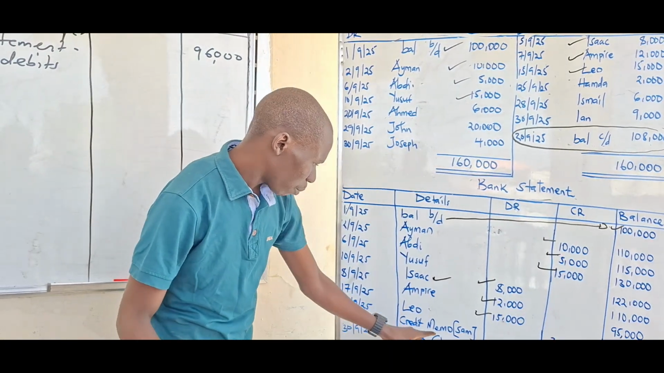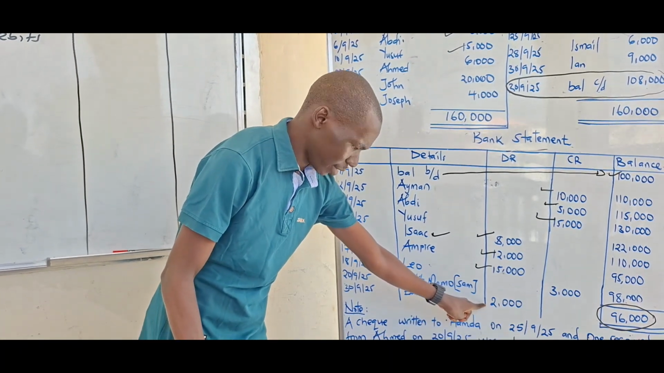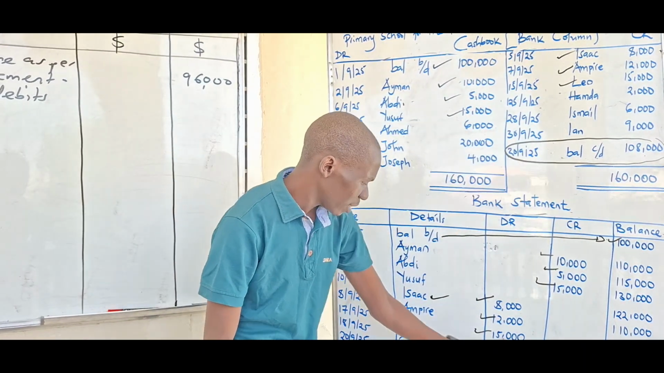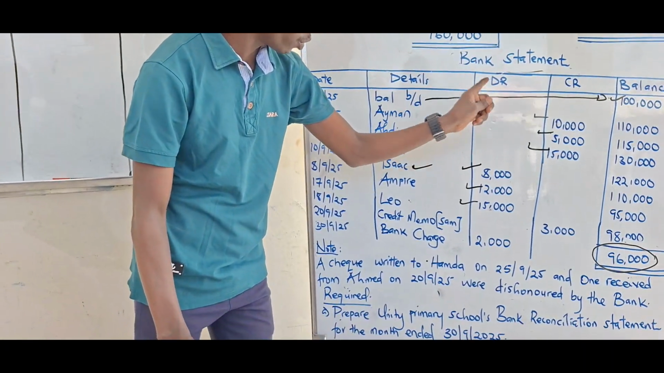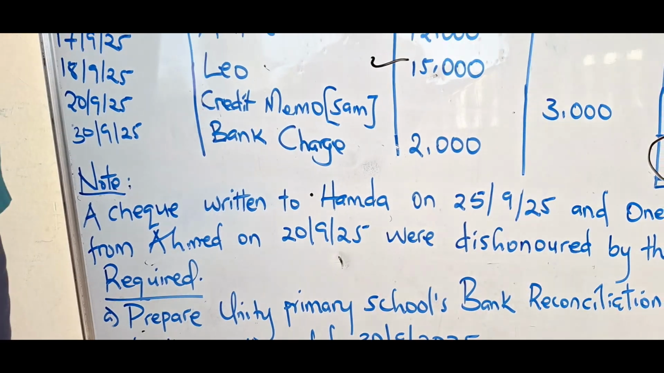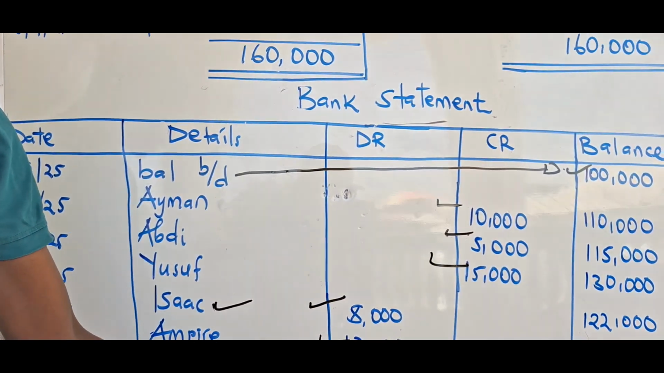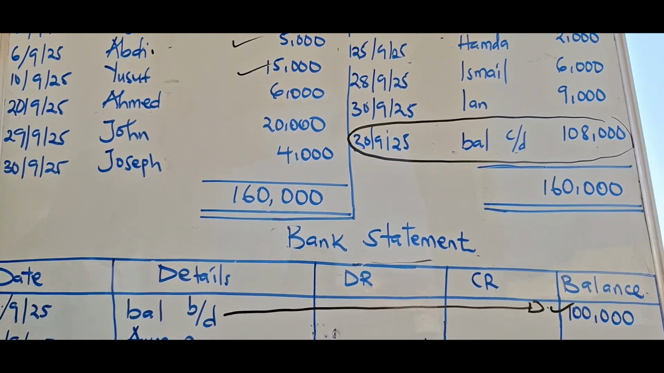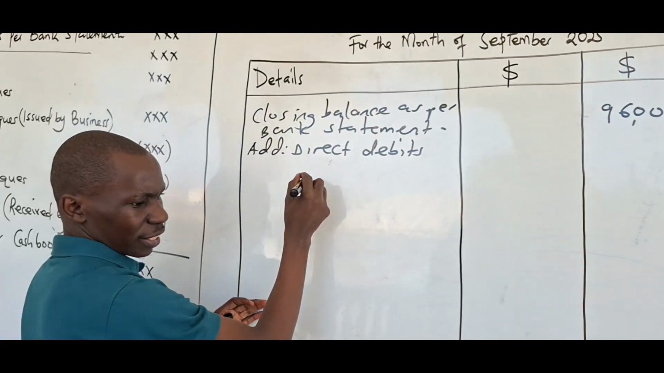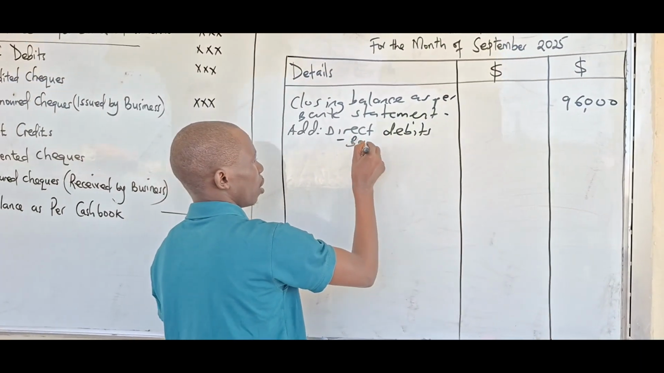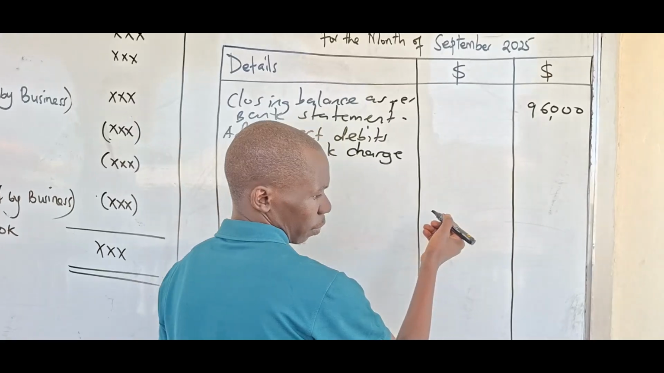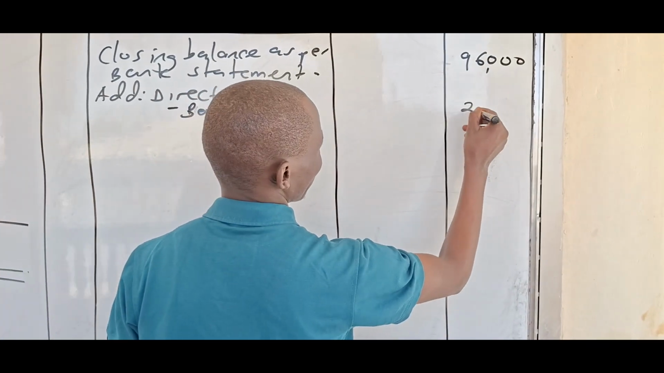But now, I'm seeing here 2,000. But I'm expecting to see that 2,000 on the credit side. This is called direct debit. It is directly put in the debit column of your bank statement, but on your credit side, it does not exist. Such a transaction or entry is taken as a direct debit. From our format here, we say you have to add direct debit. Which direct debit is there? That's banker charge of how much? 2,000. Can take it even direct. 2,000.